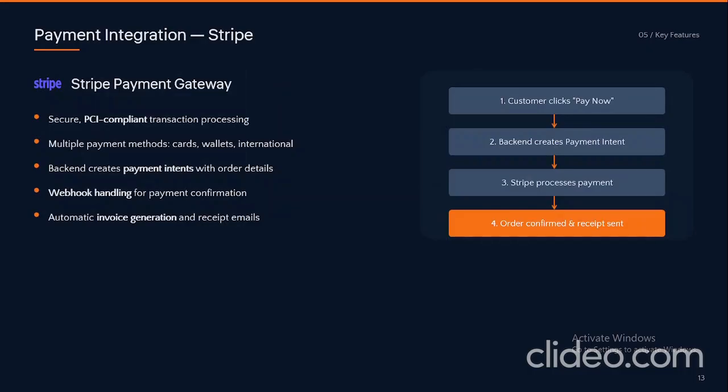Payment integration. For payments, I integrated Stripe directly. It is a PCI compliant platform, so it handles the sensitive card data securely and it supports multiple payment methods, for example, card, wallet, and international payments as well. The flow works like this. The customer clicks pay now, the backend creates a payment intent with the order details. Stripe processes the actual payment, and once the payment is confirmed through a webhook, the order gets marked as confirmed in the system.